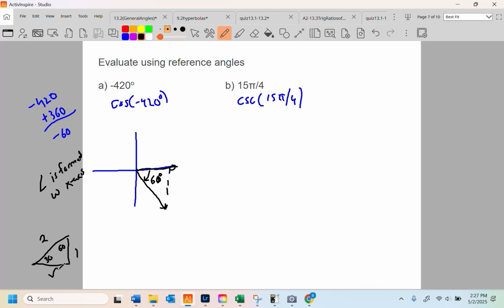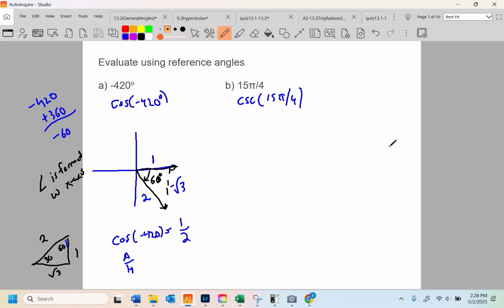1, 2, root 3. Now, direction is extremely important. Opposite of a 60 degree is a root 3, but it's falling. Adjacent to the 60 is a 1. See how the 1's next to 60? And it's running right, so it's positive. And hypotenuse is always positive. So, I want to do the cosine of this angle. Even though I change the numerical value of the angle, I'm still just using this reference angle. Cosine is adjacent over hypotenuse. So adjacent is a 1, hypotenuse is a 2.